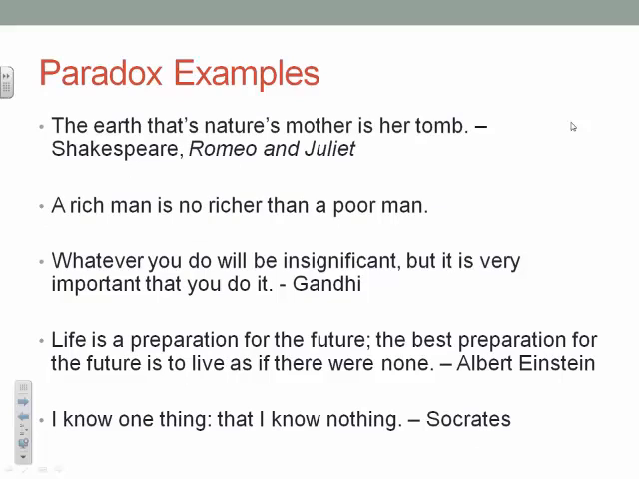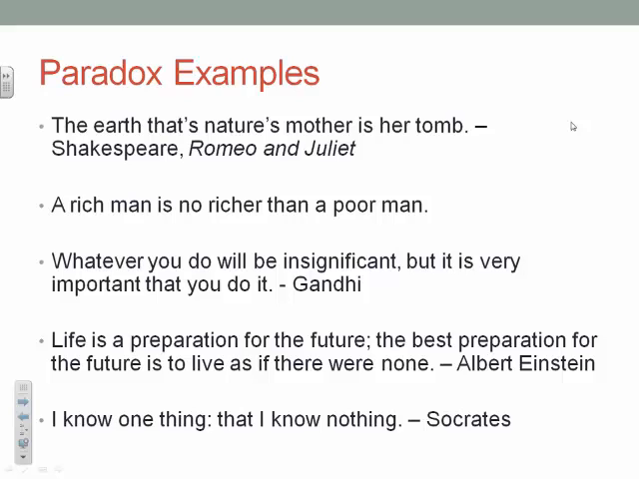A rich man is no richer than a poor man. Whatever you do will be insignificant, but it is very important that you do it. Life is a preparation for the future. The best preparation for the future is to live as if there were none. And I know one thing, that I know nothing.